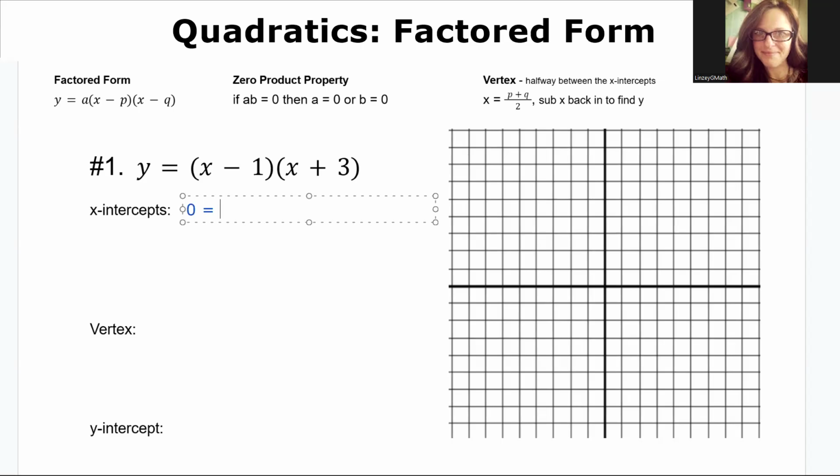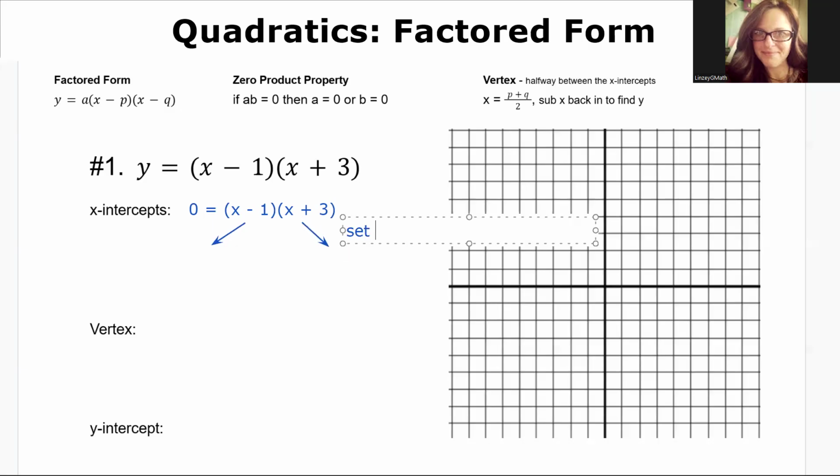To find the x-intercept, you substitute 0 in for y. To solve, we'll use our zero product property. We'll set each factor equal to 0.